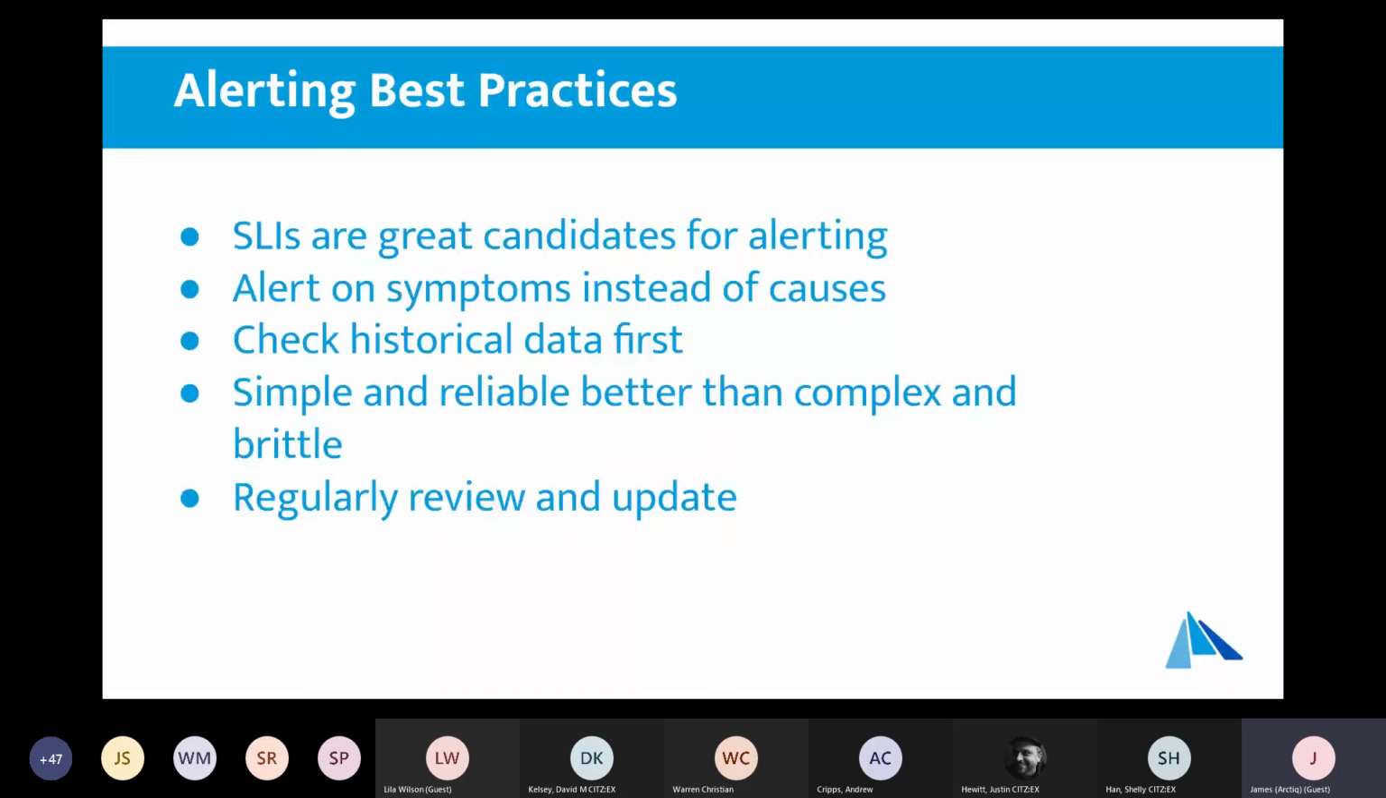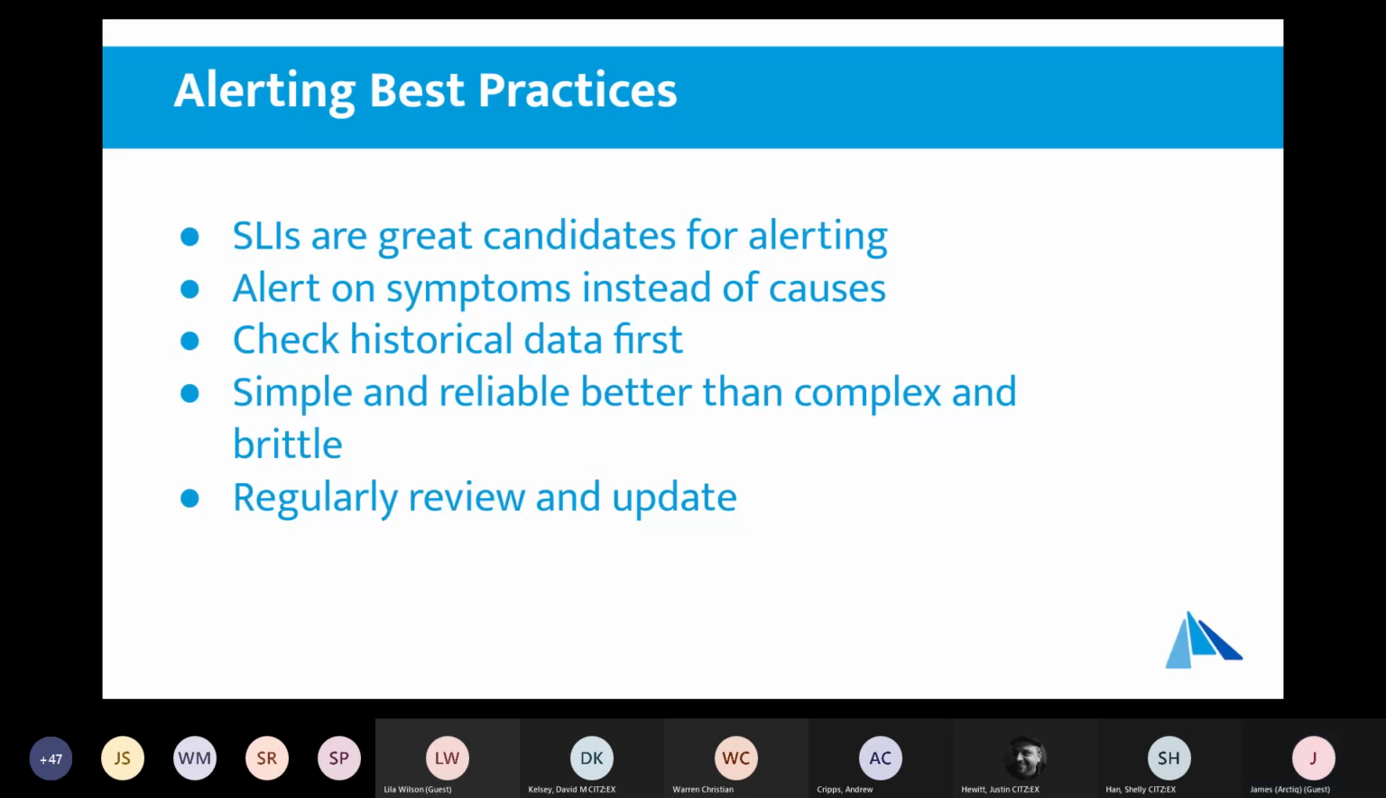Some best practices around alerting: obviously those service level indicators that I talked about earlier are great metrics to put alerts on. You might want to make those thresholds tighter than your service level objectives so that you can catch problems before you actually violate your service level objective. You want to alert again on symptoms instead of causes.